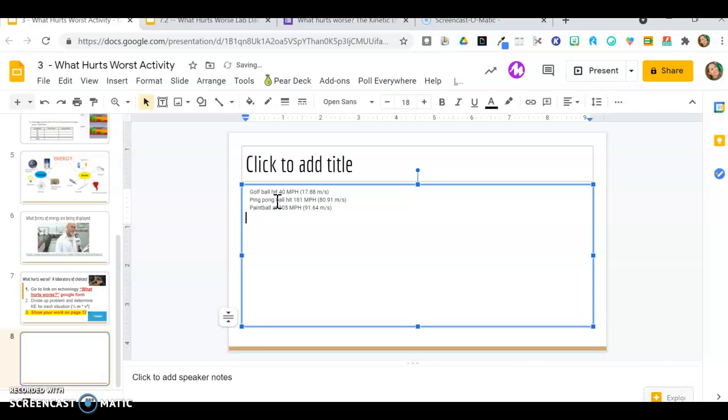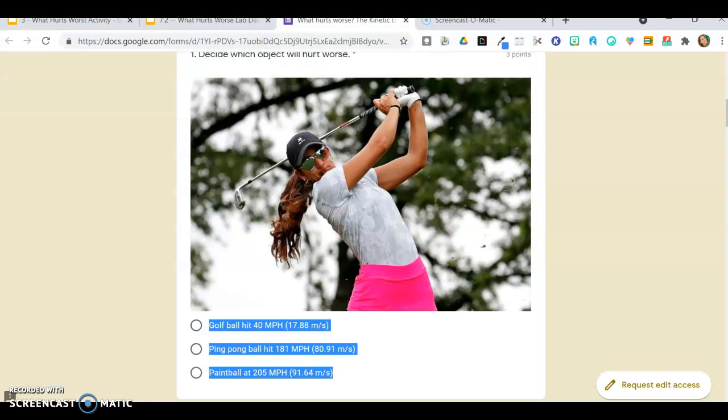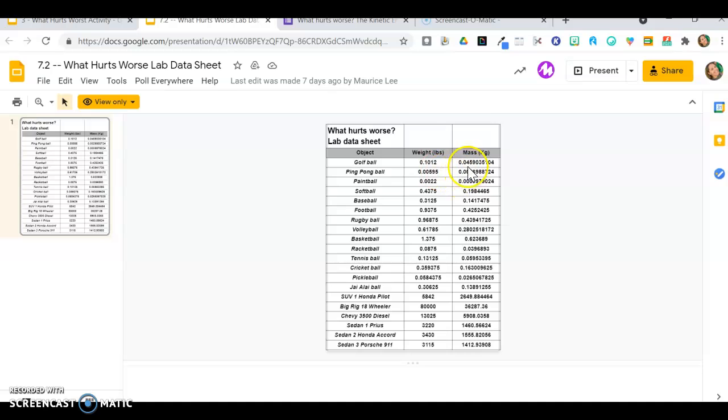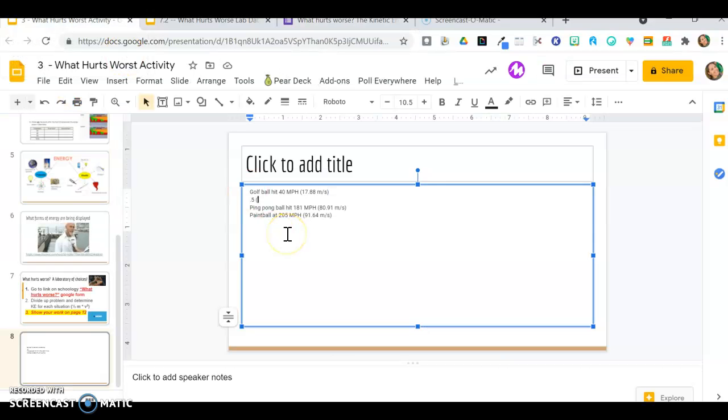So here's the situations. For the first one, it's 1/2, 0.5 times the mass. So we need to go find the mass of the golf ball. You'll link back to the data sheet. Golf ball is, this is the weight. So 0.5 times that number. And then we're going to multiply that by the velocity, which is 17.88, and we are going to square that.